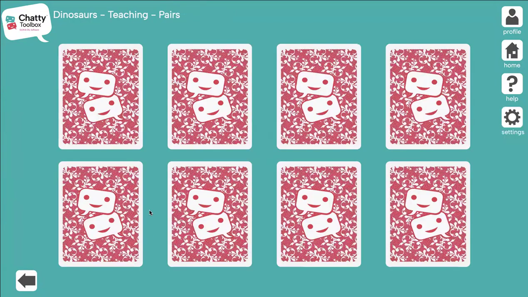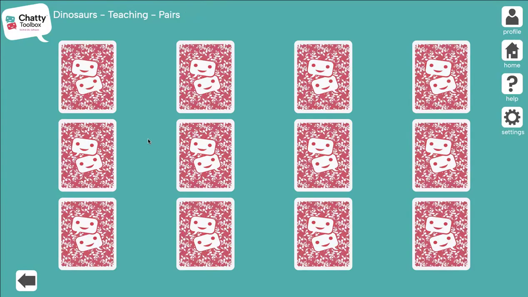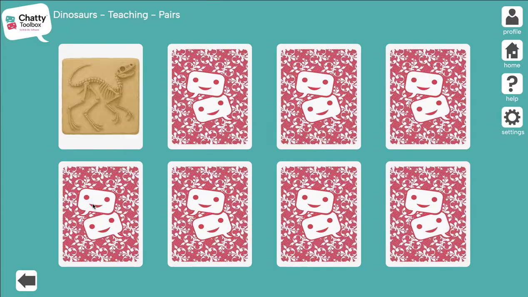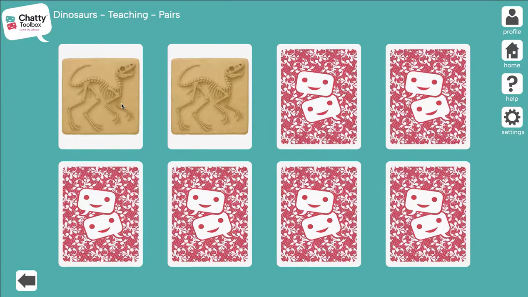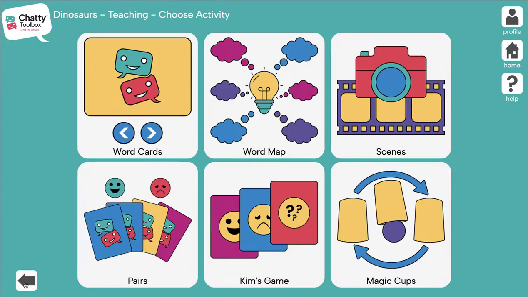I've explained them in each section, so sorry if you've already watched the other sections, but you can stop watching the video if you know how to play it. So we've got Pairs, and you can either have 8 cards, or if you go to settings, you can choose 12 cards. But as we're working with EYFS, I would probably set it back to 8. And then we've got a fossil, and we've got a triceratops. Oh, we've got 2 fossils together, so we've got a pair. So you get the idea of playing that game.